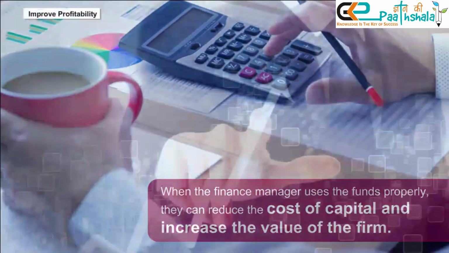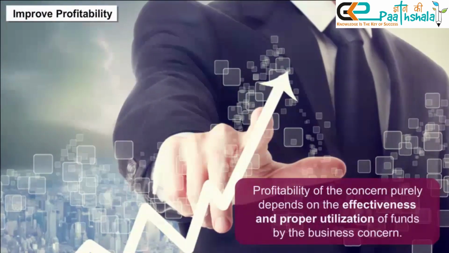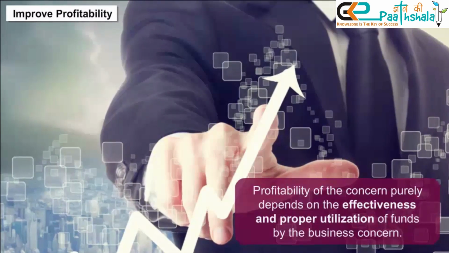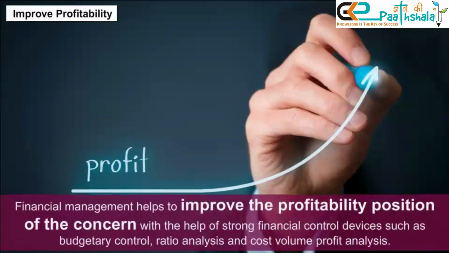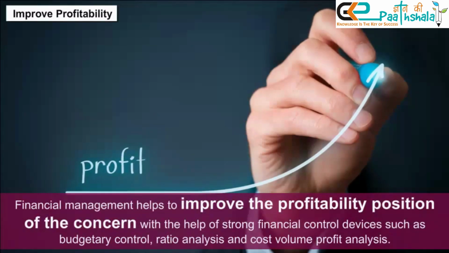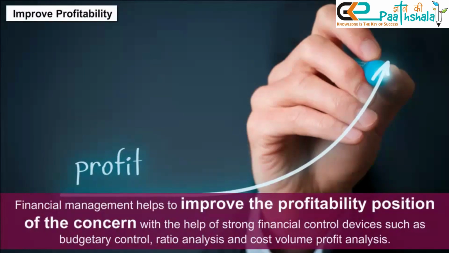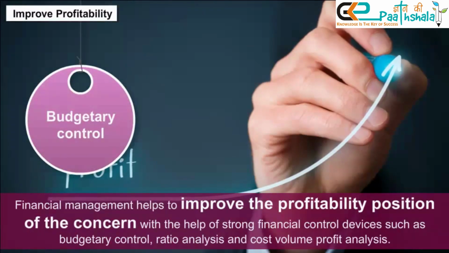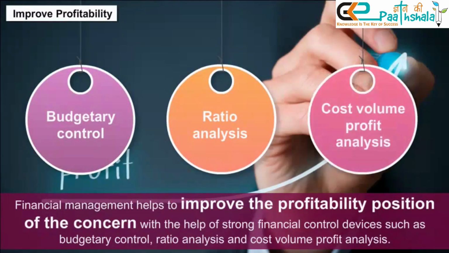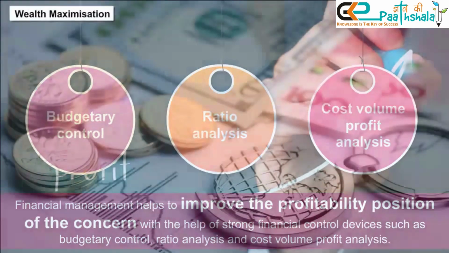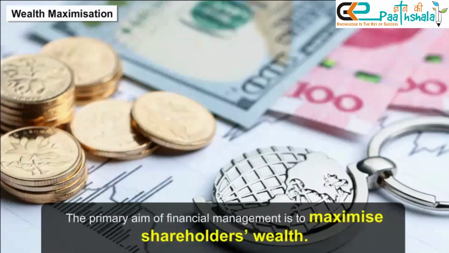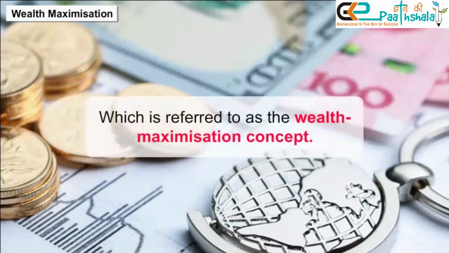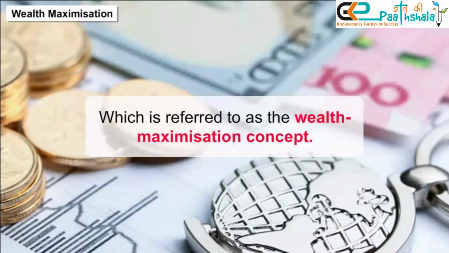Improve profitability. Profitability of the concern purely depends on the effectiveness and proper utilization of funds by the business concern. Financial management helps to improve the profitability position of the concern with the help of strong financial control devices such as budgetary control, ratio analysis, and cost volume profit analysis. Wealth maximization. The primary aim of financial management is to maximize shareholders' wealth, which is referred to as the wealth maximization concept.